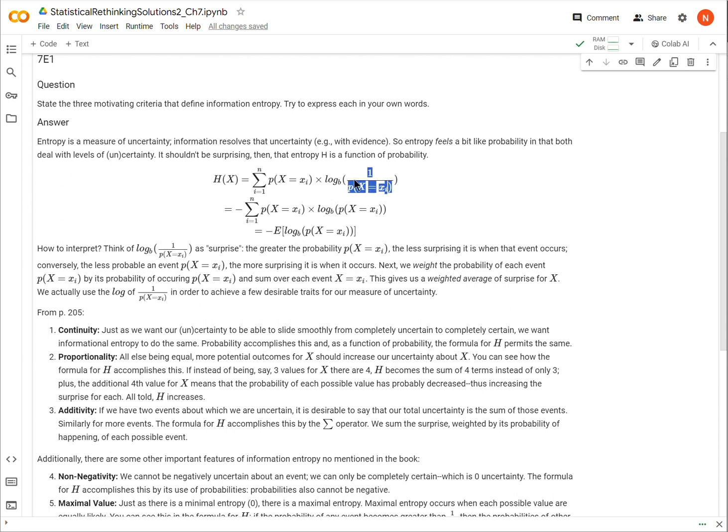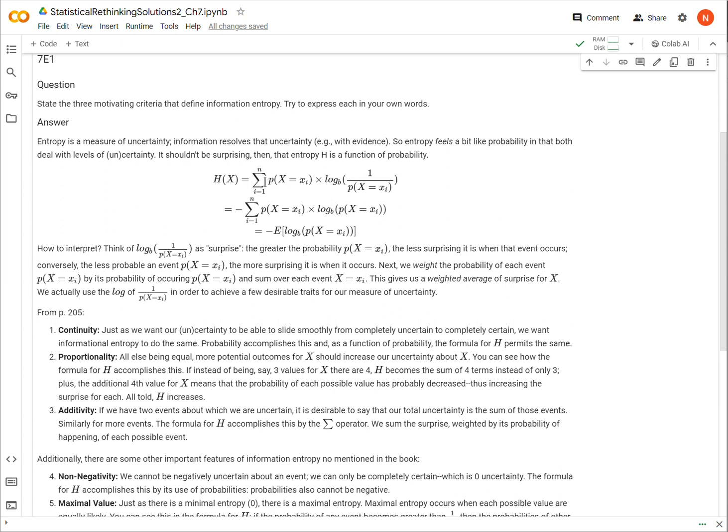Well, then that means that the surprise of each of them has gone up, right? And so, of course, that means that there's going to be more informational entropy because we have more options for x. Right? Now, the last one mentioned in the book is additivity. Okay, so in other words, if I have some amount of uncertainty about x1 and some amount of uncertainty about x2, right, then my uncertainty over both x1 and x2 should be the sum of those things.